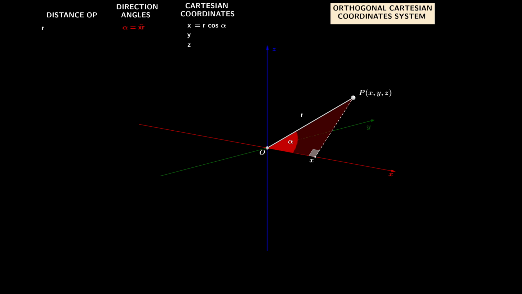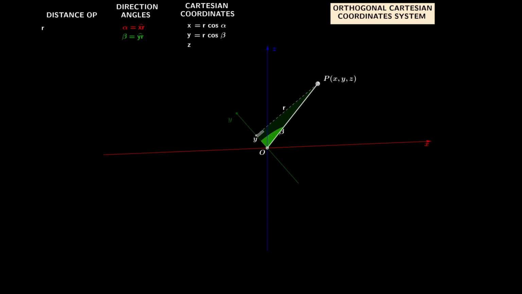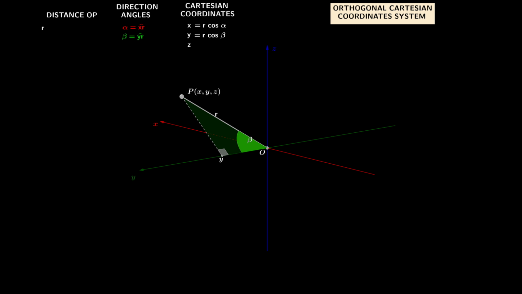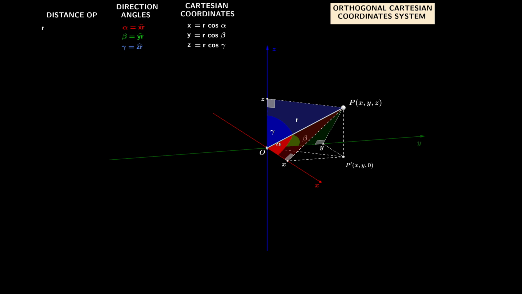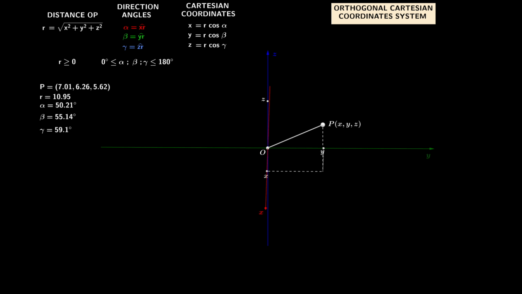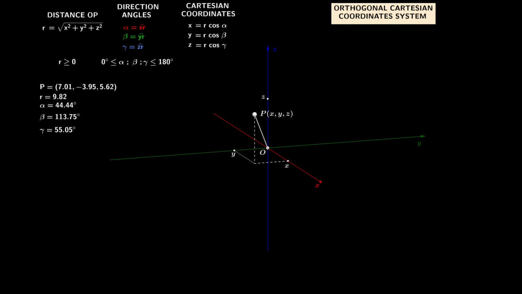x equals r cosine alpha. y equals r cosine beta. z equals r cosine gamma. The distance r is positive or null. Each ordered triad of Cartesian coordinates corresponds univocally to a single point in space and vice versa.